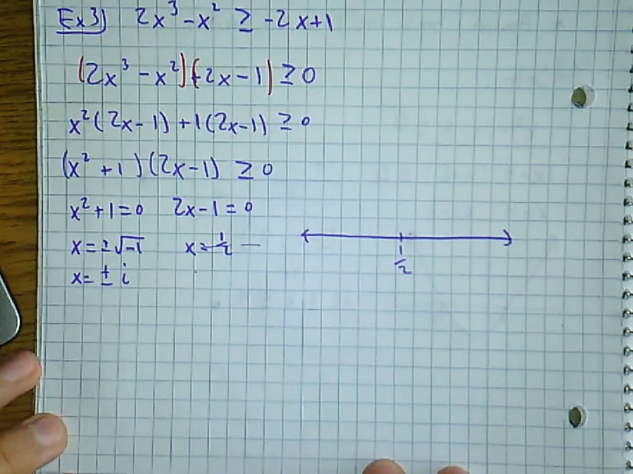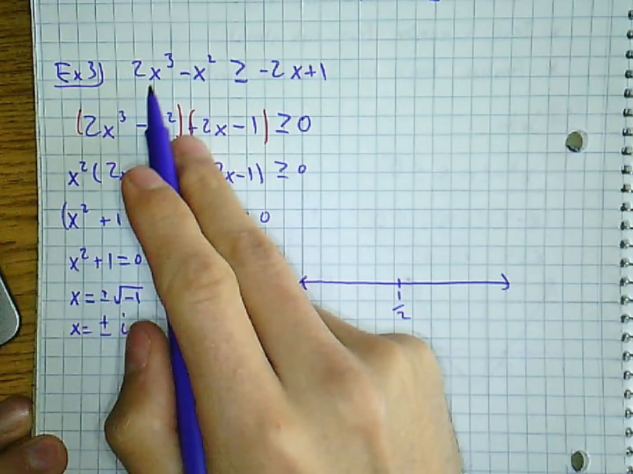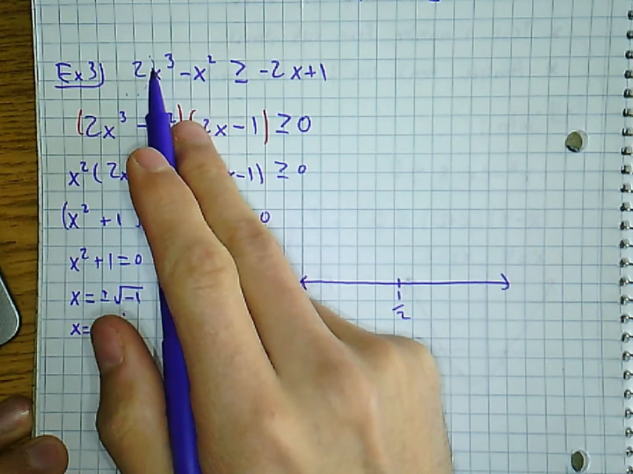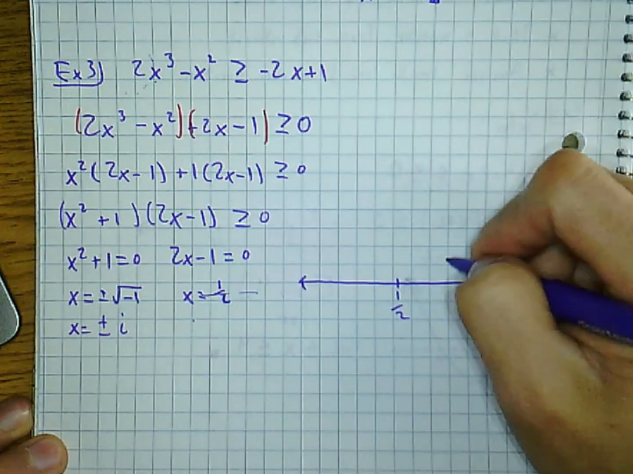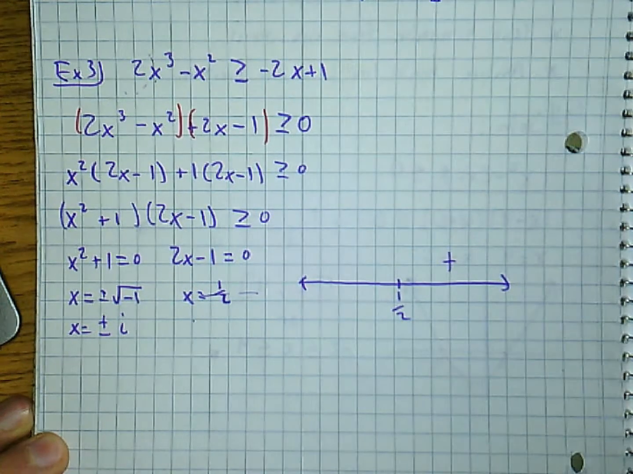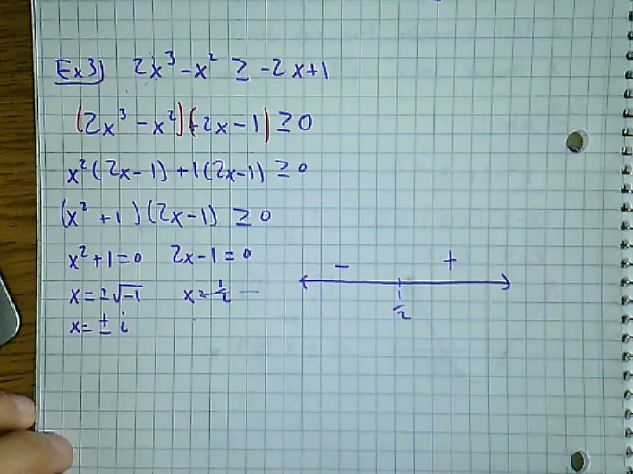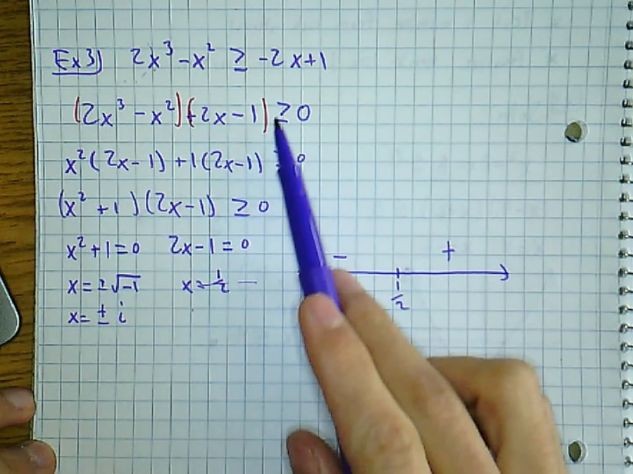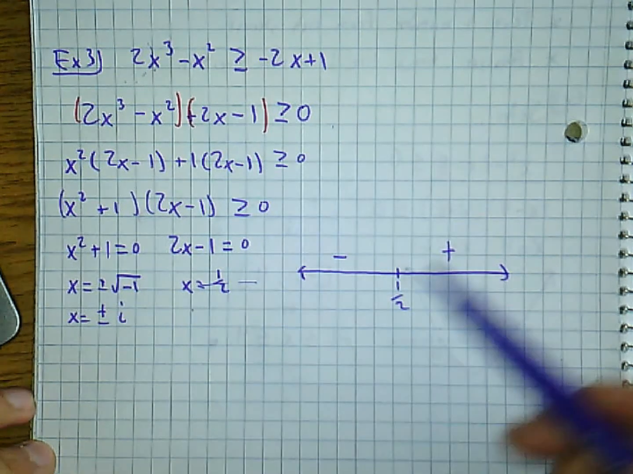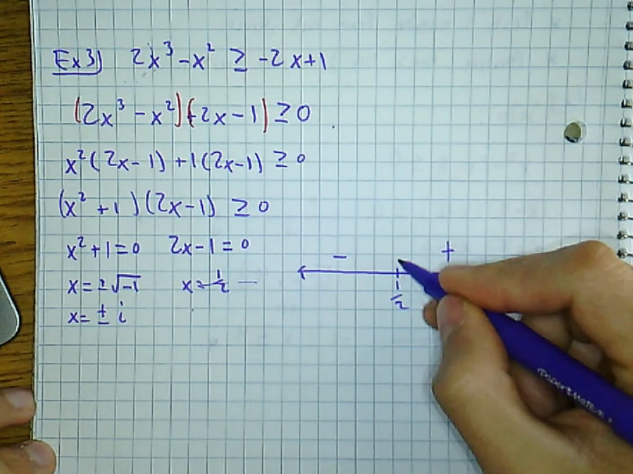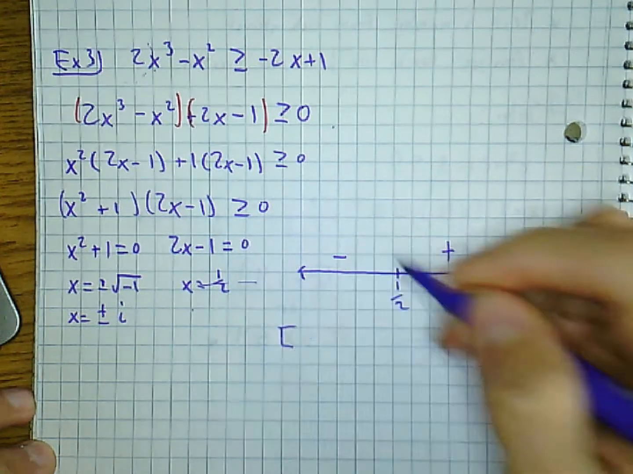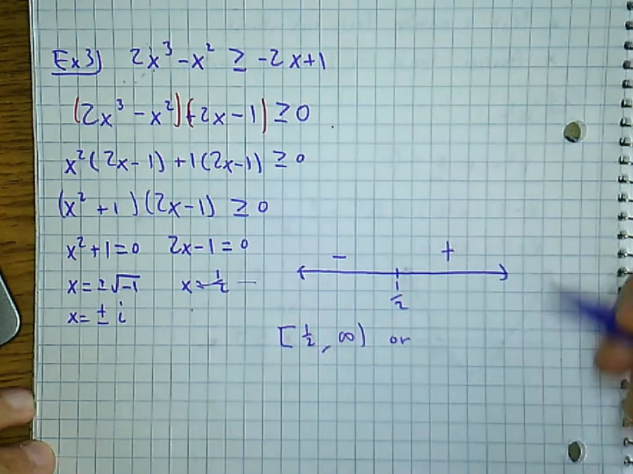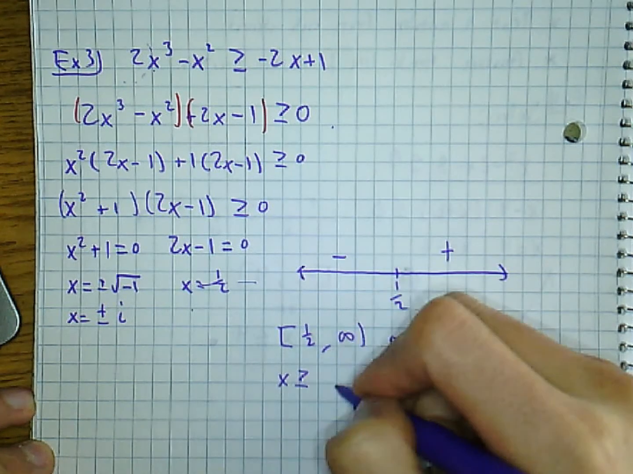Once again, I'm going to use end behavior to help me out. This is a positive leading coefficient with an odd power, which means I am going to be rising to the right, which would be positive numbers, and falling on the left, which would be negative numbers. Based on this number line, I need to answer the question, which is when am I greater than or equal to 0? In this case, I'm going to be greater than or equal to 0 from 1/2 to infinity. So it is going to be 1/2, including 1/2, towards infinity. Or if you want, you would say x is greater than or equal to 1/2.